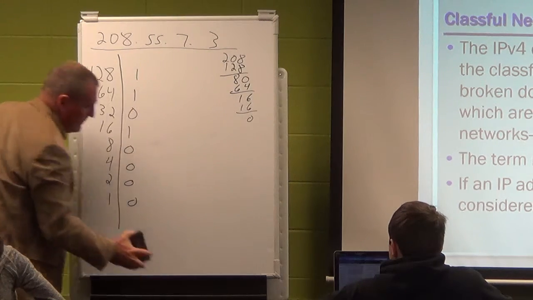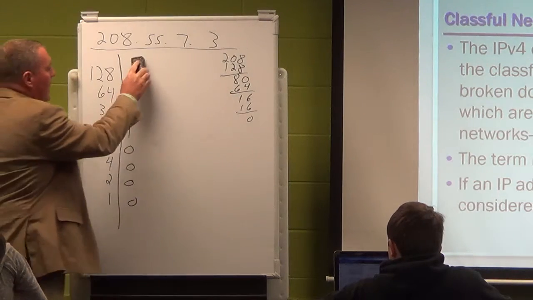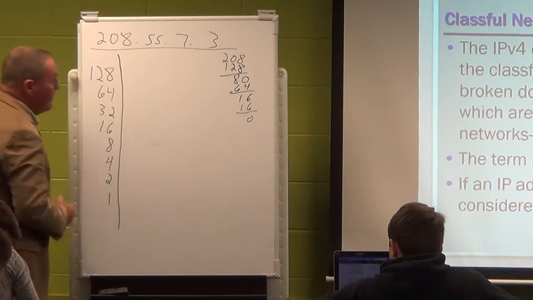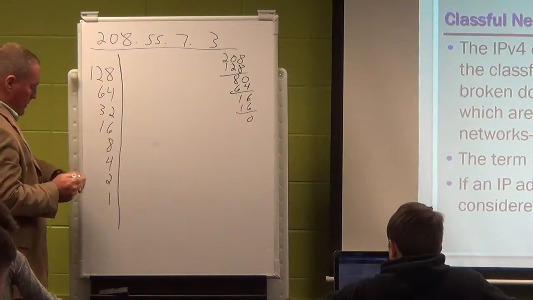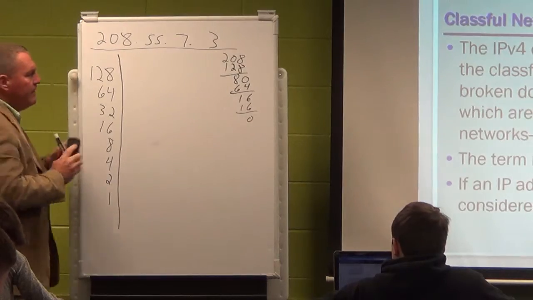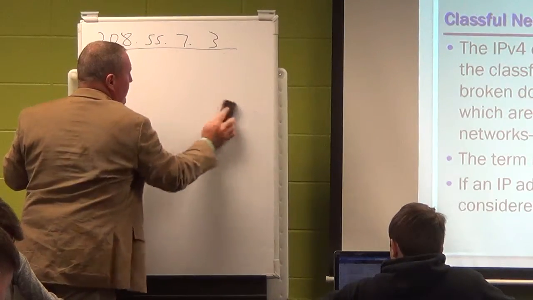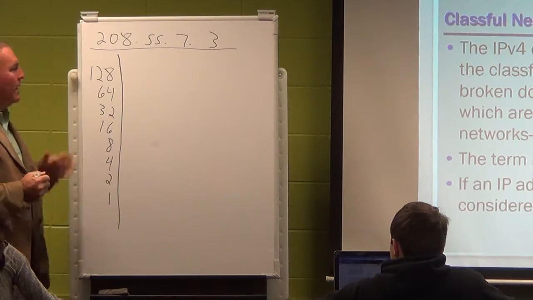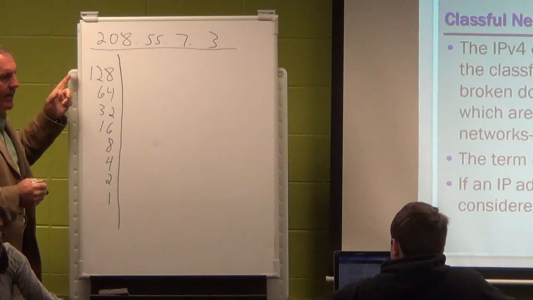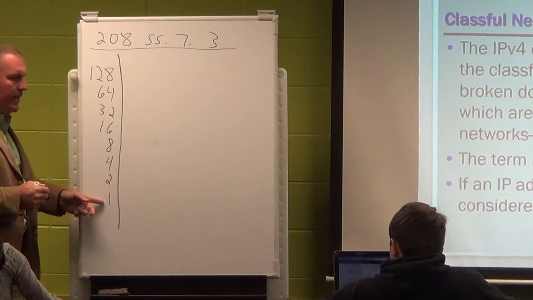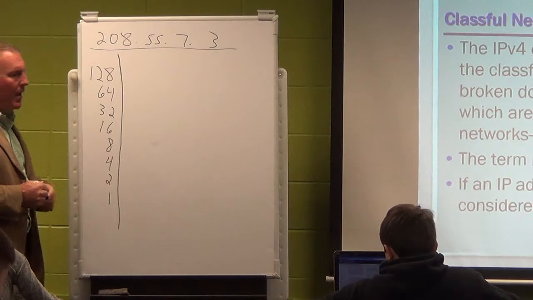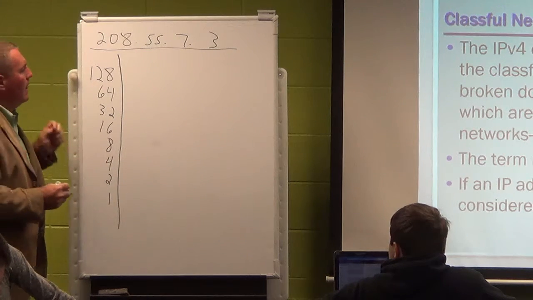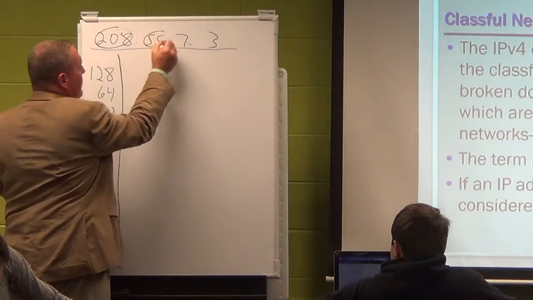All right, now, I'll do one more and then you guys are going to start doing it. If I want to convert 55, which is decimal format, to binary, how do I do that? What's the first step? I create my little chart starting with 128 and then divide by 2 each time until I get down to 1. There is no 0. 1, 2, 3, 4, 5, 6, 7, 8.